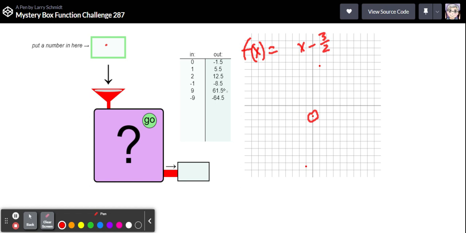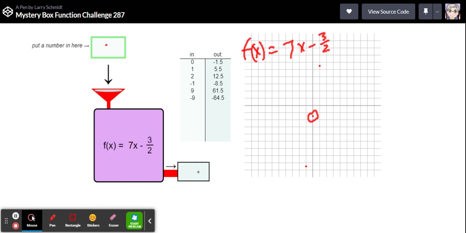Well, we've already noticed that. It continues to go up by 7, or if we're going the opposite direction, going down by 7. So our slope is a positive 7. I know it's positive because it goes up as it goes to the left. So I think our function here is 7x minus 3 halves.